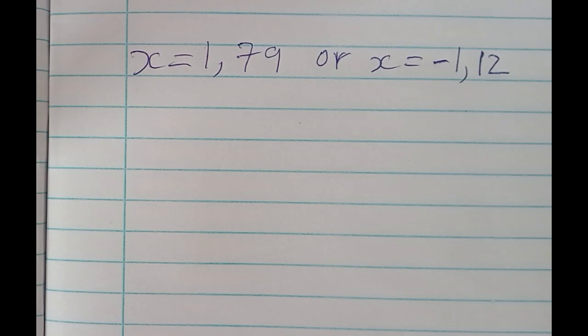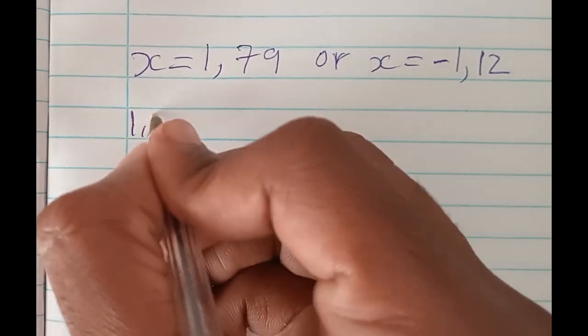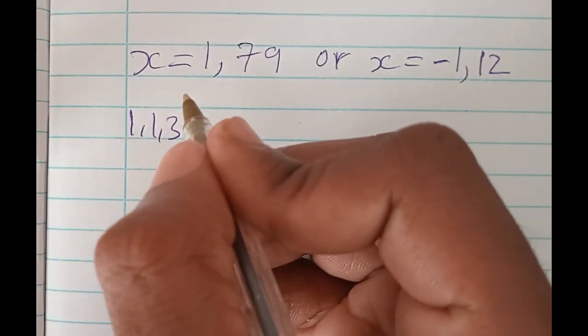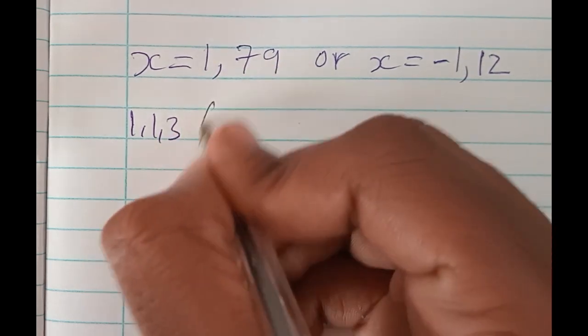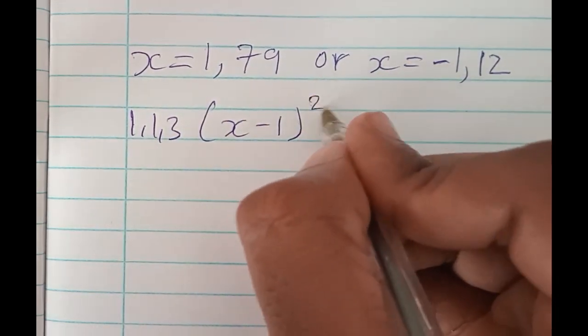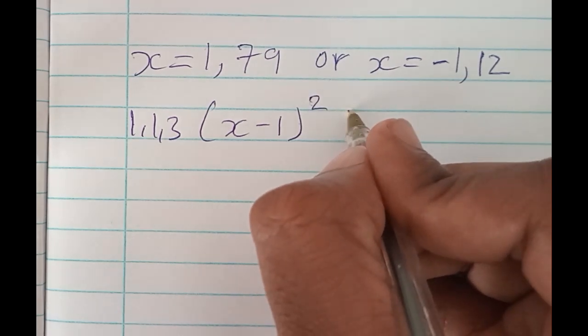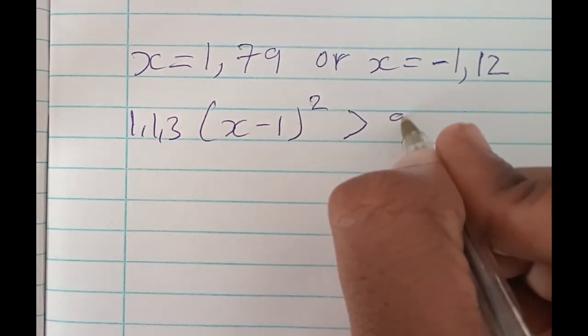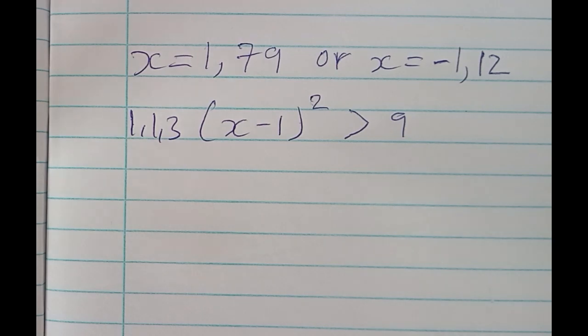Let's move on. So we'll do 1.1.3. It says (x - 1)^2 is greater than 9. You see, so that's an inequality. You did inequality since grade 10 or 11, but before grade 12 you did inequality.